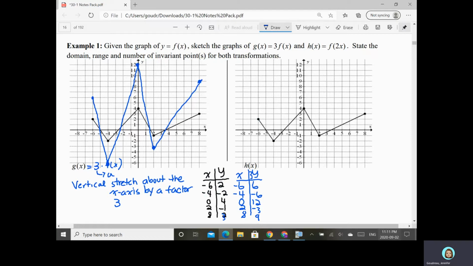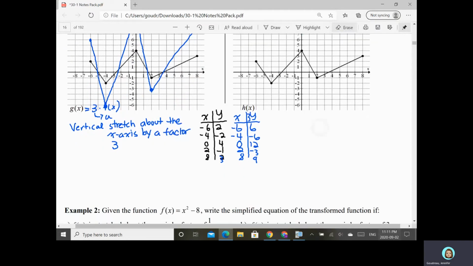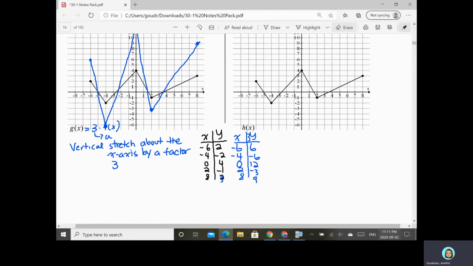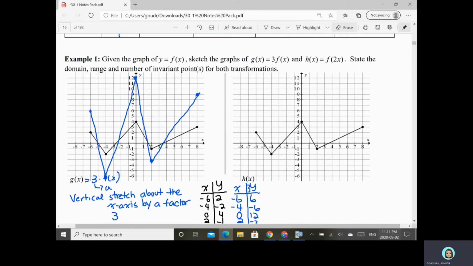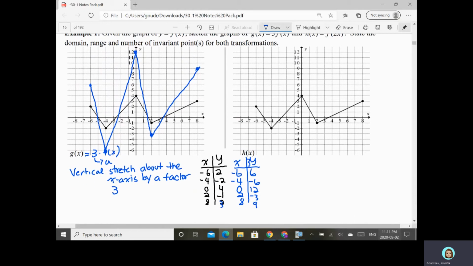Okay, let's state the domain and the range for g of x. So the domain, the lowest x value, and it doesn't state which form to use. It doesn't matter what form we use. I'm going to just use interval notation here. So the domain for this one, the lowest x value is -6, and the highest x value is +8.